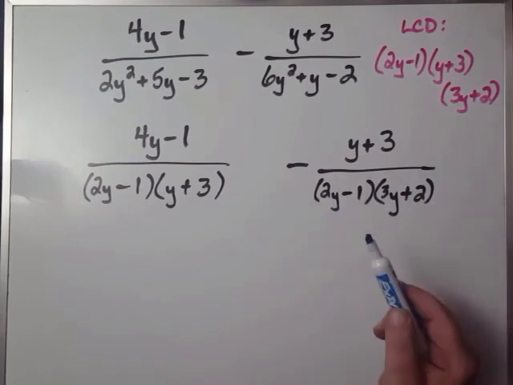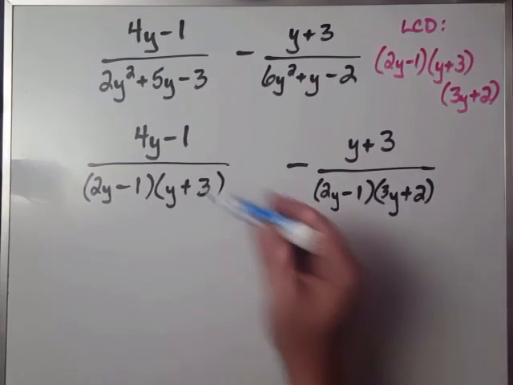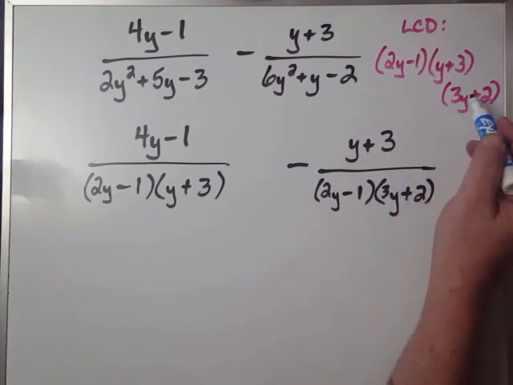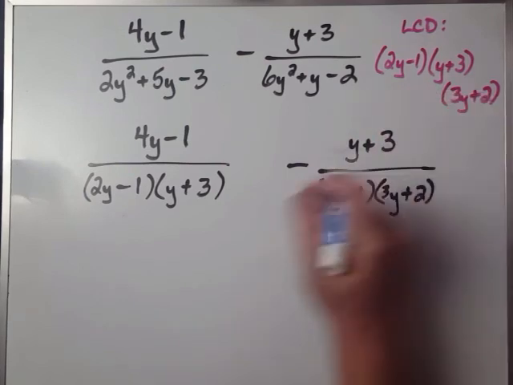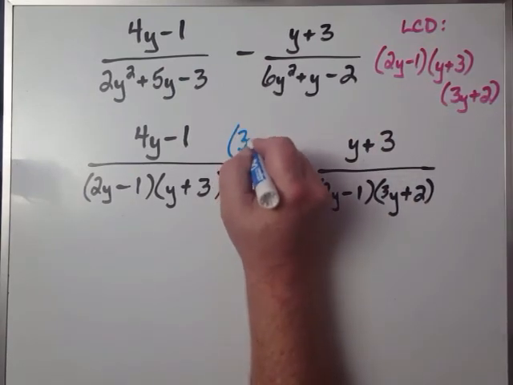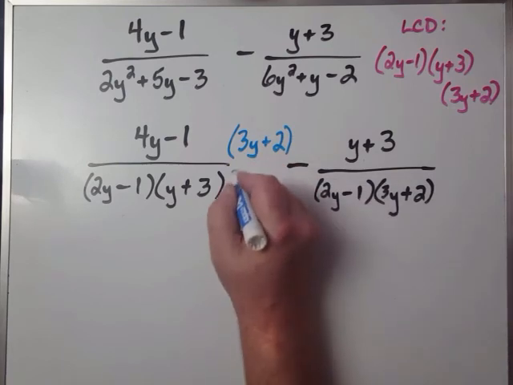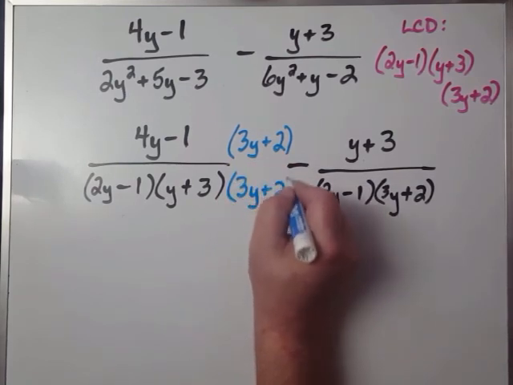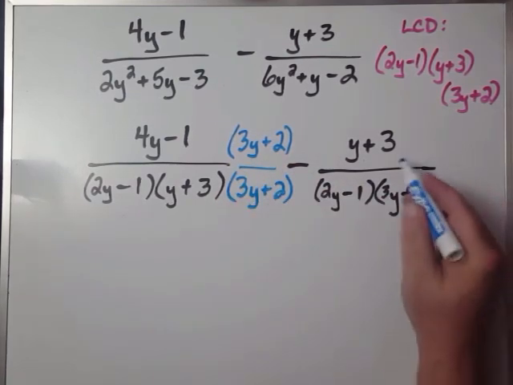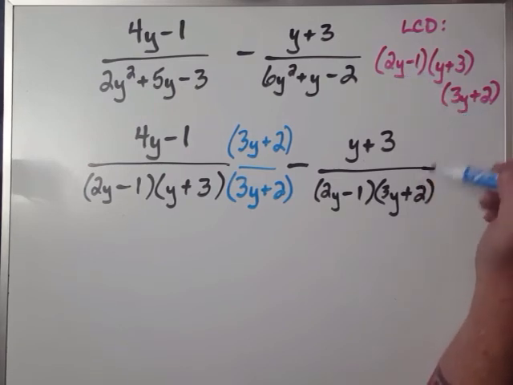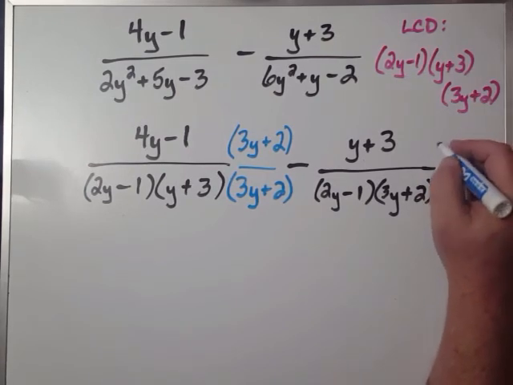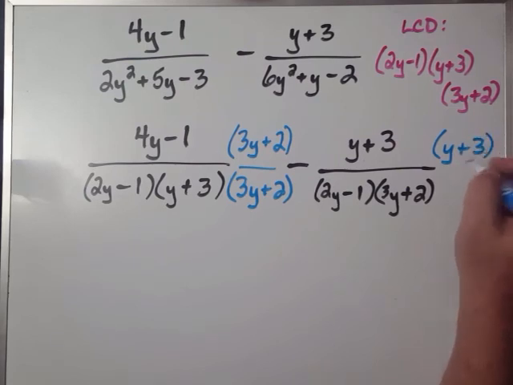And we go through now and ask, what's missing? What's missing from this first denominator to turn it into that least common denominator? I've got my y minus 1, I've got my y plus 3. It's missing a 3y plus 2. What's missing from my second denominator to turn it into my least common? I've got my y minus 1 and my 3y plus 2. It's missing a y plus 3, top and bottom.